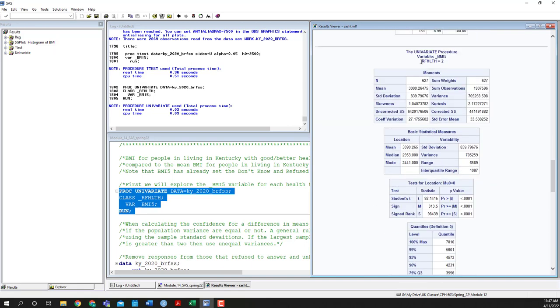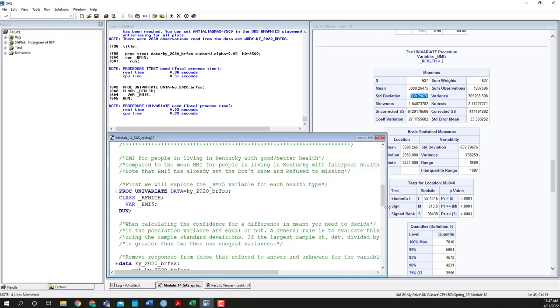Here, for the fair poor health, we had 627 observations, and here is the standard deviation of the BMI for that group. So one thing to notice is you do have a difference in sample size, but that's perfectly fine. But we do need to consider these standard deviations. And so I kind of have a note here.